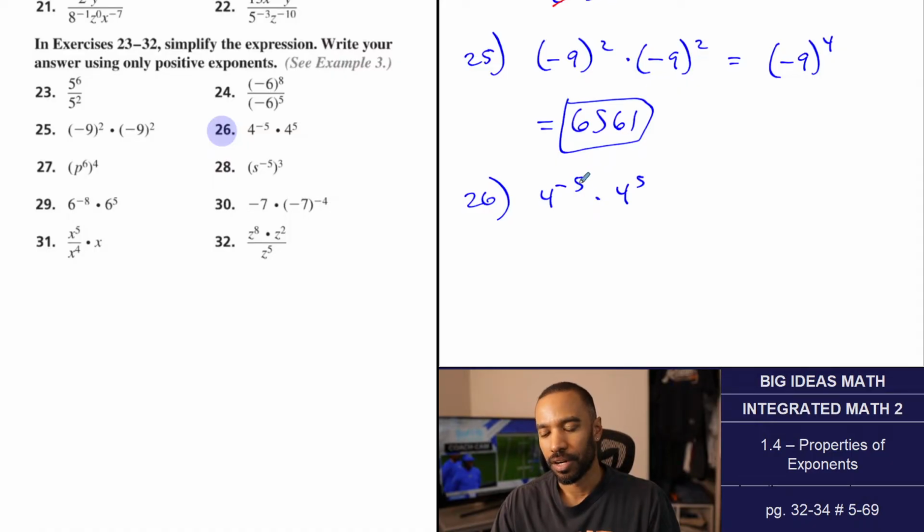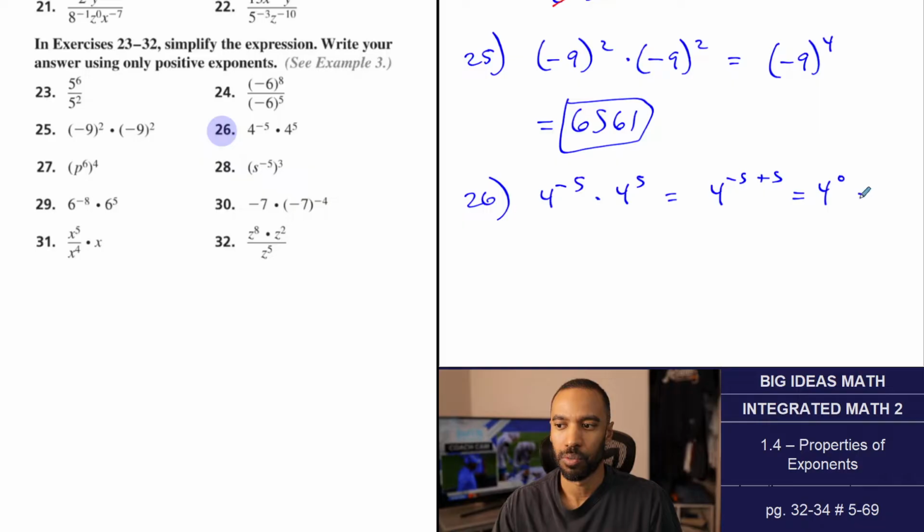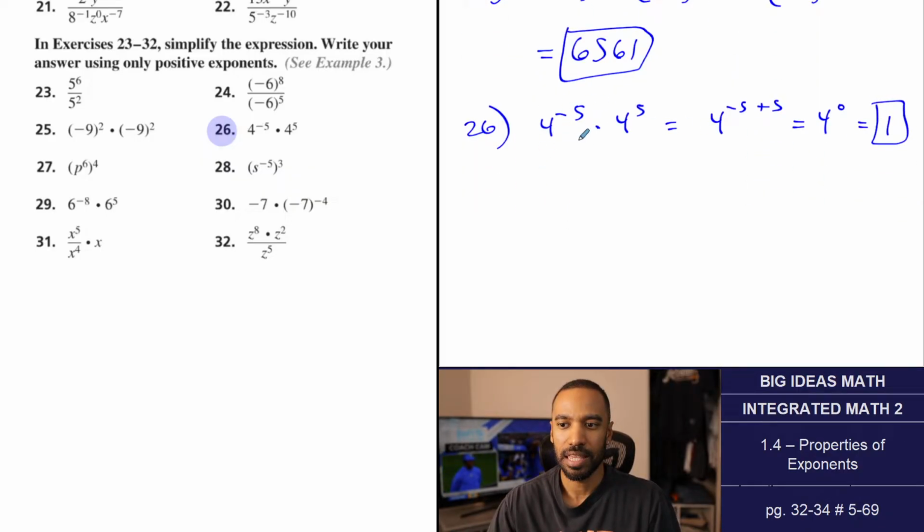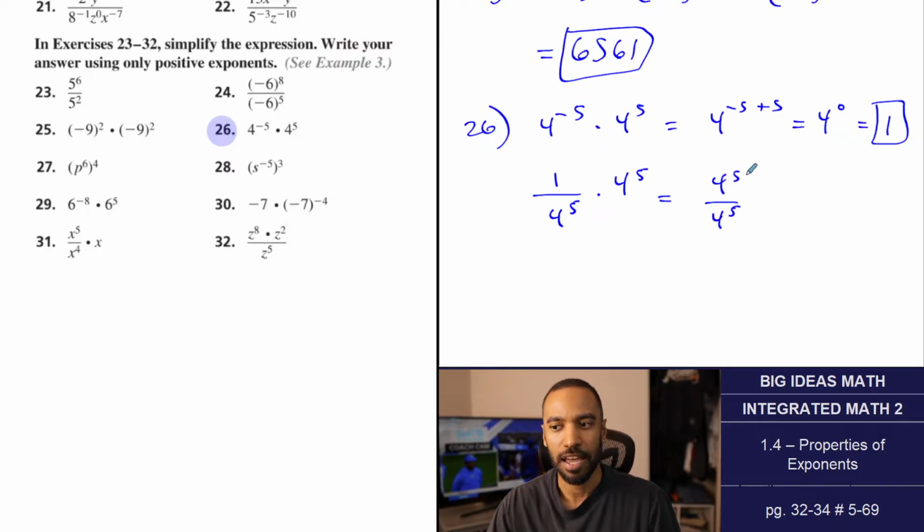You could either see that with the same base, you can add these two exponents together, 4 to the negative 5 plus 5, which is 4 to the 0, which is 1. Or you could take this negative exponent and become 1 over 4 to the 5th, and then it becomes 4 to the 5th over 4 to the 5th, and anything divided by itself is 1, or you get to subtract these exponents and you get to the 0, which is still 1.